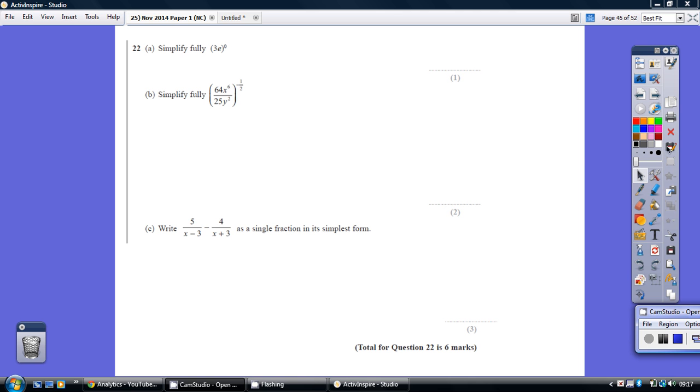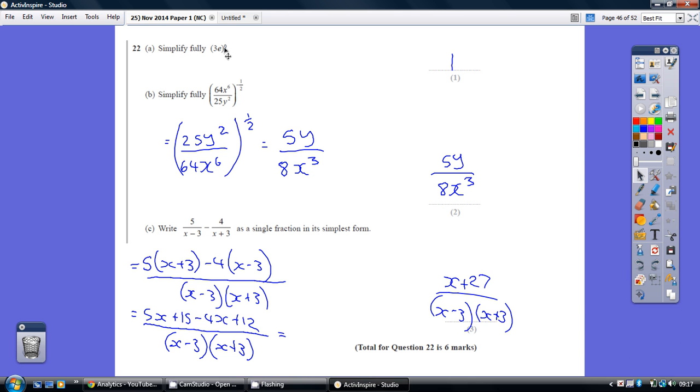Question 22. Well, anything to the power of 0 is 1, full stop. So 3e to the power of 0 is 1. Right, part B. So we've got this is to the power of minus a half.